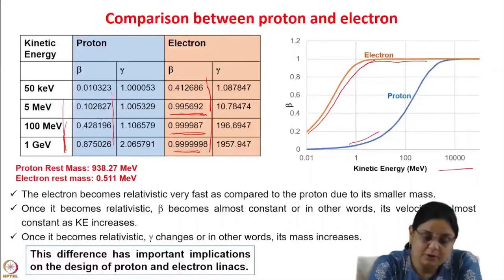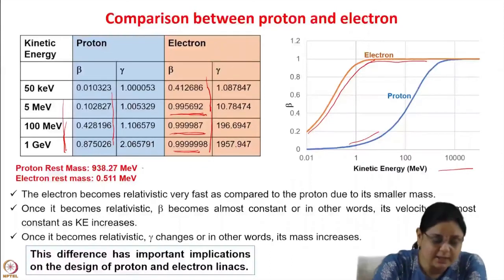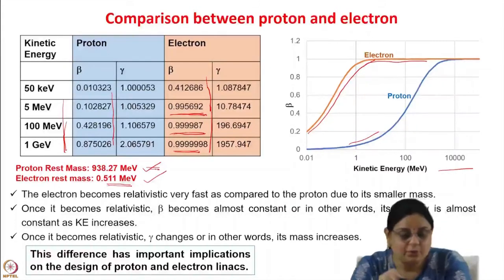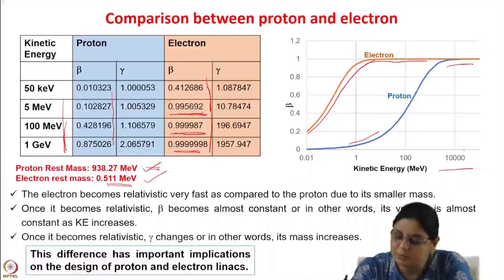Okay, so this is because of the difference in the masses of the proton and electron. The rest mass energy of the electron is 0.511 MeV here, and here it is 938 MeV. So the proton will become relativistic, or in other words, approach the velocity of light, at a higher velocity and higher kinetic energy, because its mass is more. The electron, on the other hand, being a lighter particle, becomes relativistic at relatively lower energies.